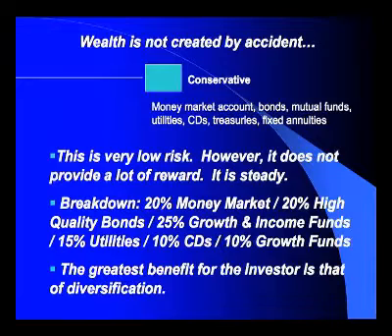In other words, I did a breakdown, like if I put maybe 20% in the money market, 20% in high-quality bonds, 25% in growth and income funds. Growth and income funds are on really strong companies like Coca-Cola, IBM, Pepsi. Some of them have been around for 100 years. Put 15% in utilities, 10% in CDs, 10% in growth funds. In other words, you break it down.